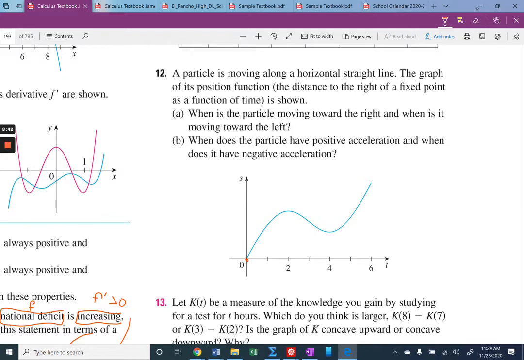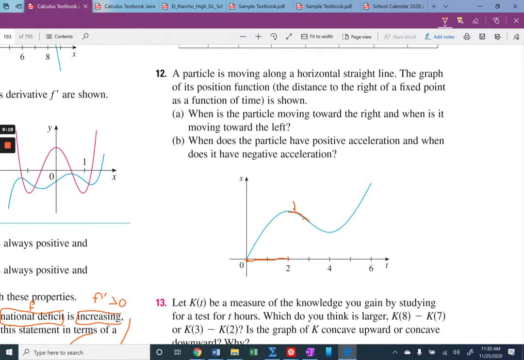And then, what's happening here? The values of s are getting larger, which means it's getting further and further away from the starting point. So it's moving in some direction. We can say it's moving to the right. And these are time values here, so don't mind these. It's moving to the right until it hits 2 seconds, because it hits a maximum right there. Then the distances start to get smaller. This value over here is smaller than this value, so the graph is getting smaller.